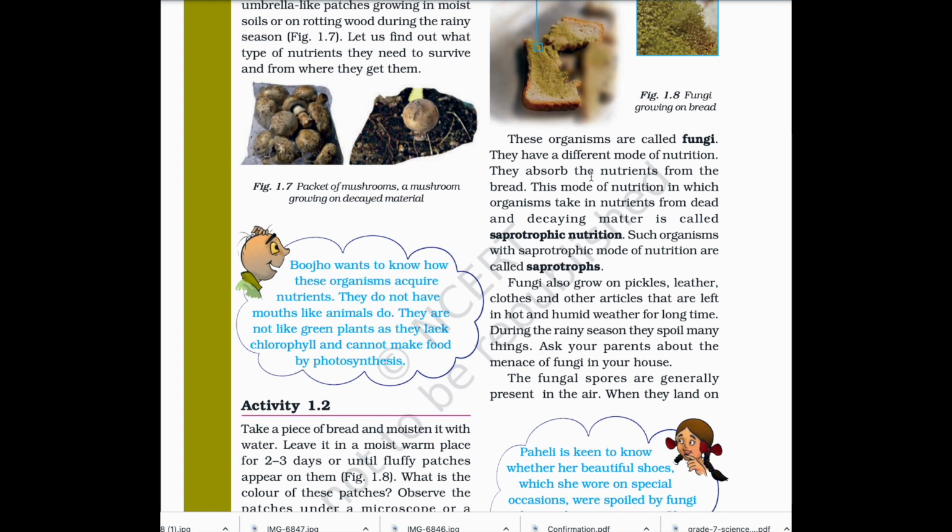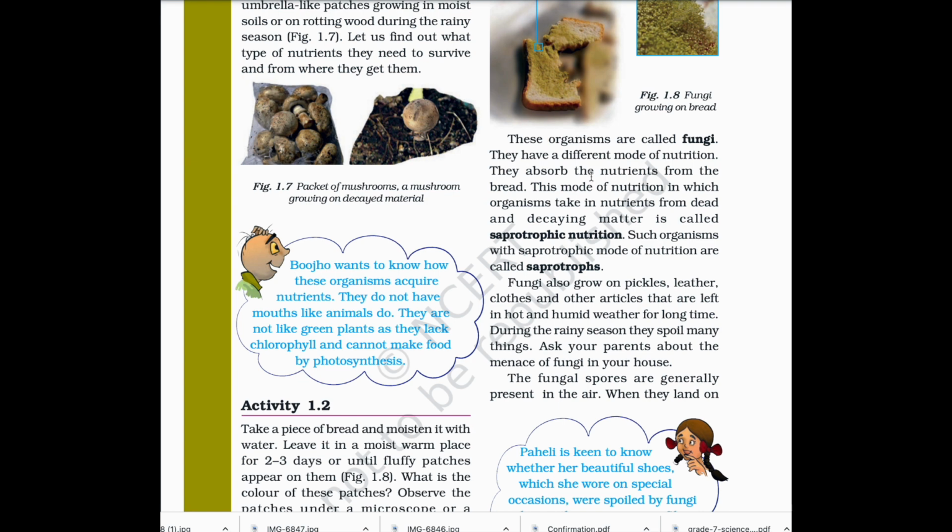These organisms are called fungi. They have a different mode of nutrition. They absorb the nutrients from the bread. This mode of nutrition in which organisms take in nutrients from dead and decaying matter is called saprotrophic nutrition. Such organisms with saprotrophic mode of nutrition are called saprotrophs.